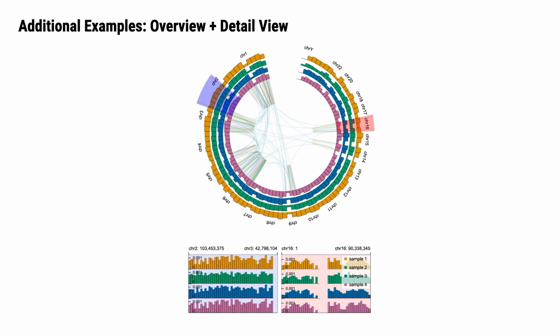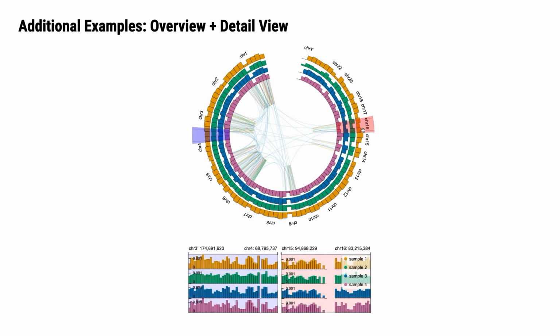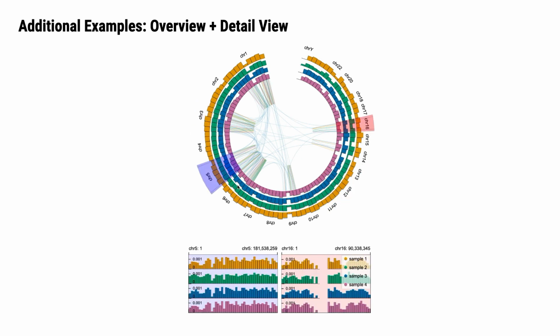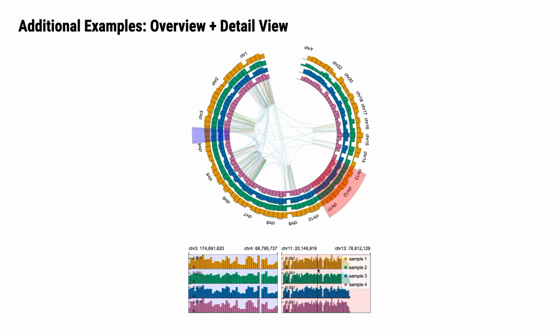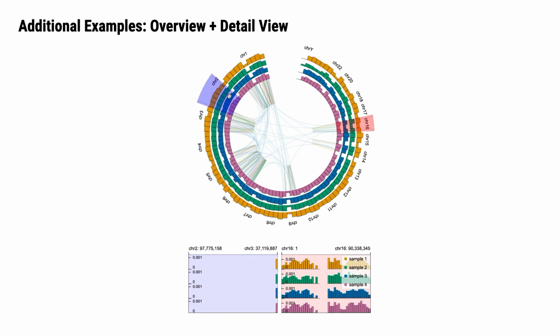Here are some more examples using Gosling. This one uses 3 views for overview plus detail views. The view on the top shows overall information of structural variants, while the others show local regions. Using 2 brushes, the user can compare details while maintaining global context.